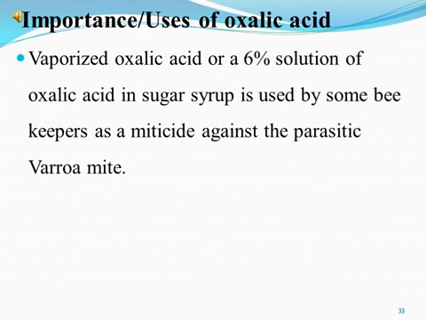Vaporized oxalic acid or a 6% solution of oxalic acid in sugar syrup is used by some beekeepers as a miticide against the parasitic varroa mite. And what is a miticide? Miticides are substances that kill mites. And what is a varroa mite? The varroa mite is an external parasitic mite that attacks and feeds on honeybees. The disease caused by the mites is called varroosis.